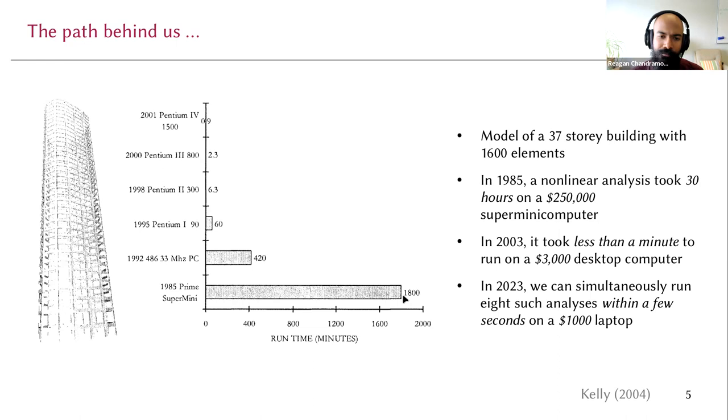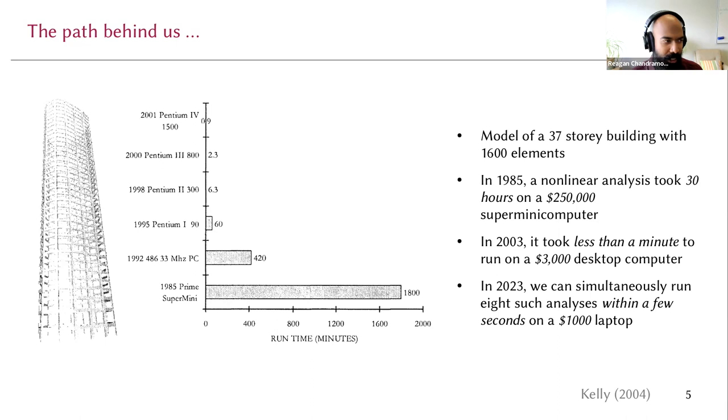If you fast forward in time, in 2003, about when this paper was published, that same nonlinear analysis took less than a minute to run on a $3,000 desktop computer. That shows you the advances in computational technology that have transpired from 1985 to 2003. And going from 2003 to 2023, two decades down the line, we can now run that same analysis in just a few seconds.